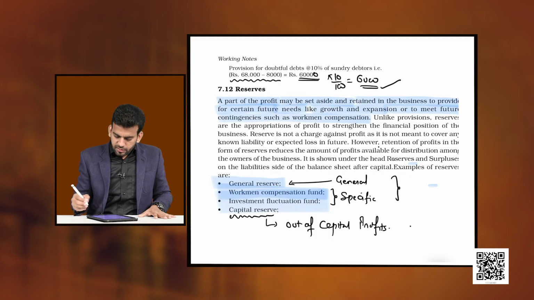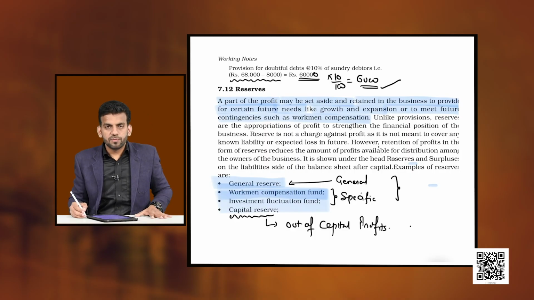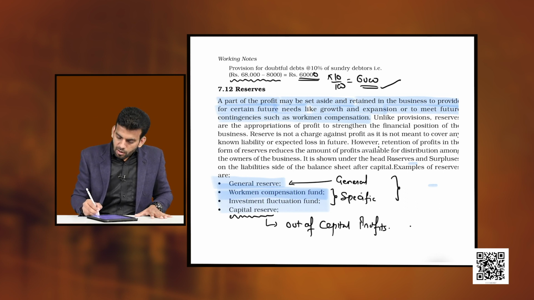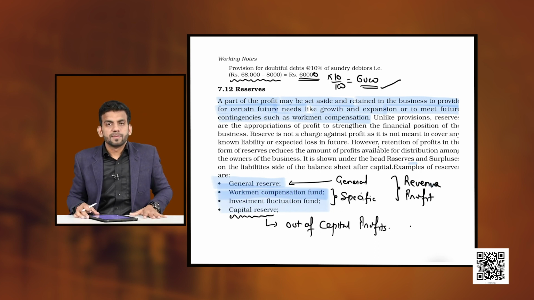So such gains are transferred to a specific reserve, which is capital reserve, and there would be certain restrictions for the usage of such reserve. And these reserves, general reserve, workmen compensation fund, investment fluctuation fund, are created out of revenue profit of business. That means recurring profits.